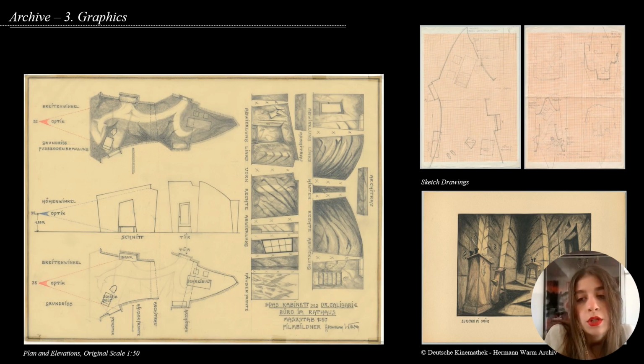The virtual reconstruction of the film set is based on detailed data compiled from historical materials found in the archives. The overall collection of archival materials is sourced from the Deutsche Cinemathek Museum and La Cinémathèque Française. And here you can see the most important archive, which is the graphic archive that comes from the Deutsche Cinemathek Museum.